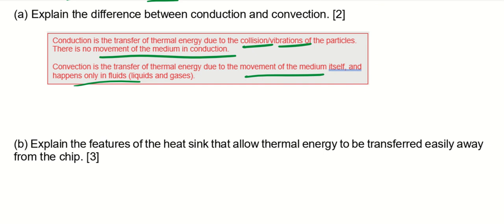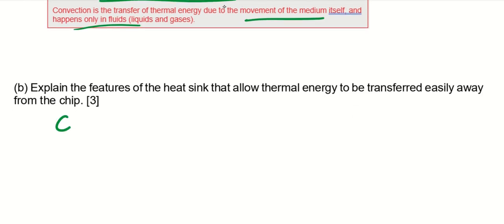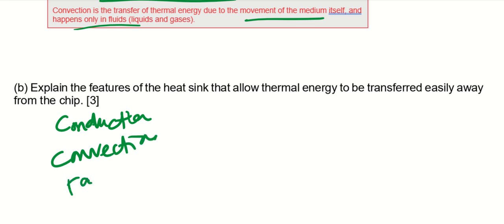Now, explain the features of the heatsink that allow thermal energy to be transferred easily away from the chip. I don't want the chip to be heated up, so I use the heatsink. And this is 3 marks. So of course we must talk about conduction, convection, and radiation. Alright, so we can have all 3 processes. Let's take a look at the answers now.